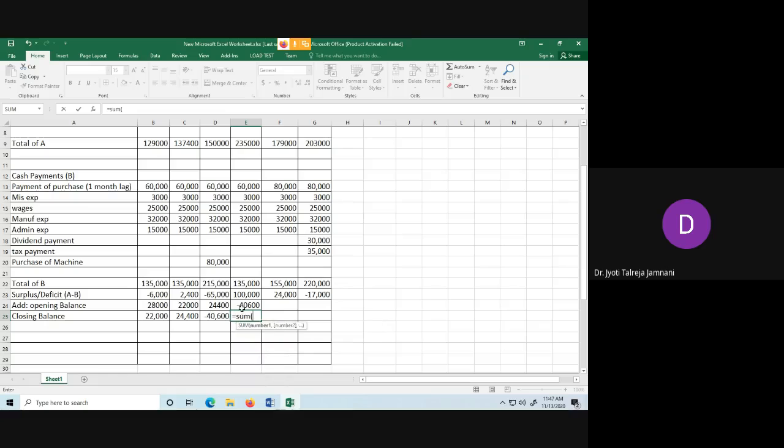So in the month of April, from 1 lakh surplus, the closing balance is negative, so that is minus. So we get 59,400. 59,400 will become the opening balance of May. And 83,400 will become the opening balance for June. So what we are doing is if there is deficit, we are minusing it from opening balance. If there is surplus, we are adding it to opening balance to get the closing balance.